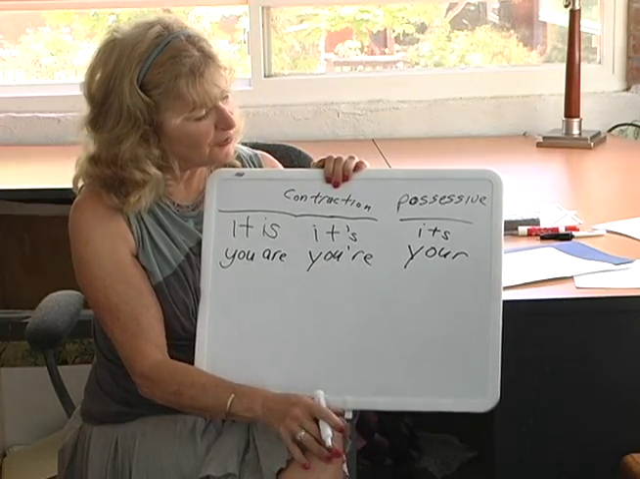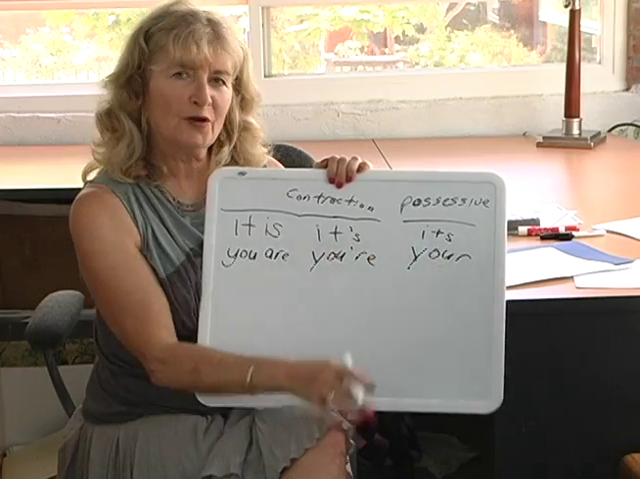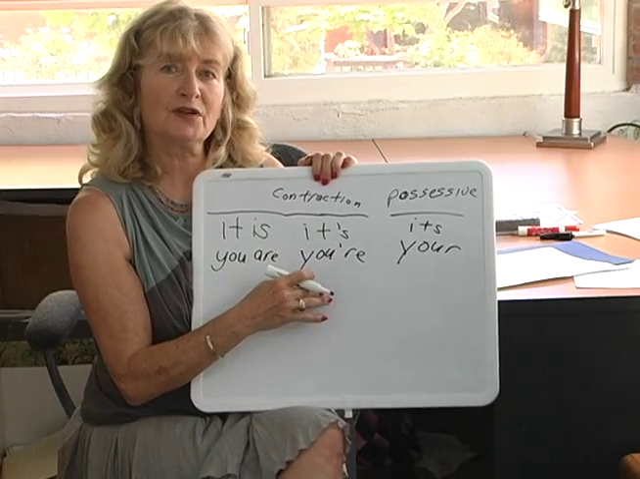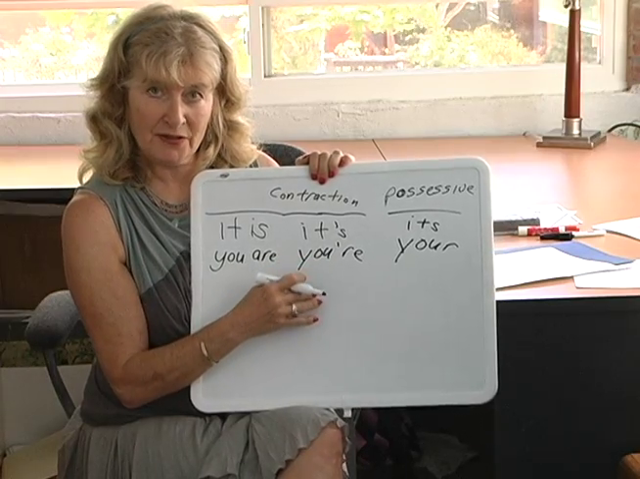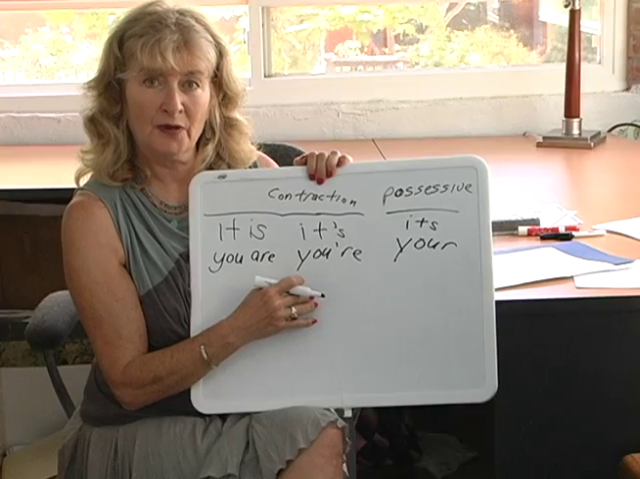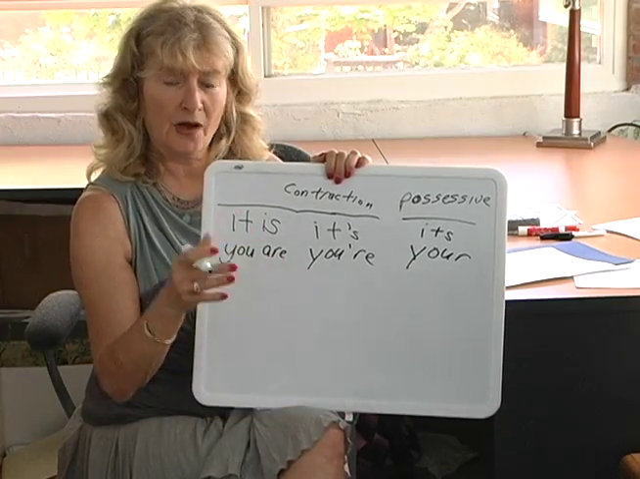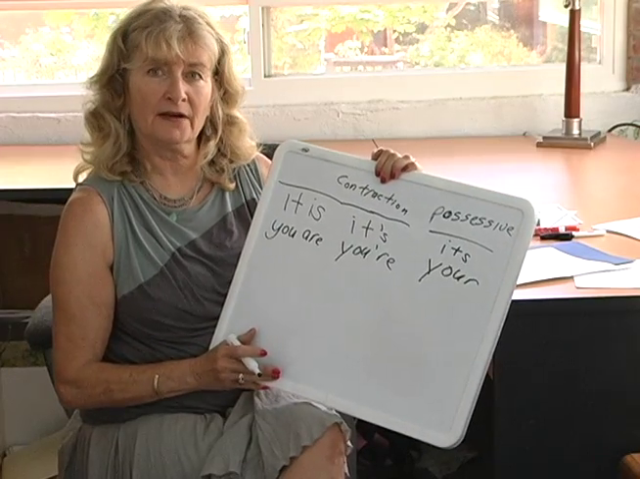And the problem is too many students just spell your, Y-O-U-R, no matter what it means. So in this one, make sure that it's not a contraction. If it's a contraction, it should be Y-O-U apostrophe R-E. The third word along these lines is there.